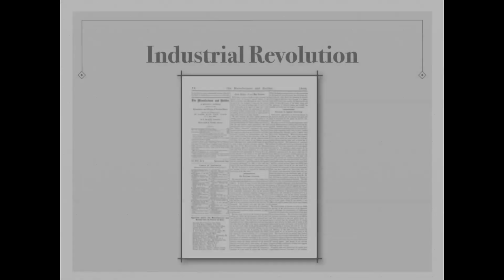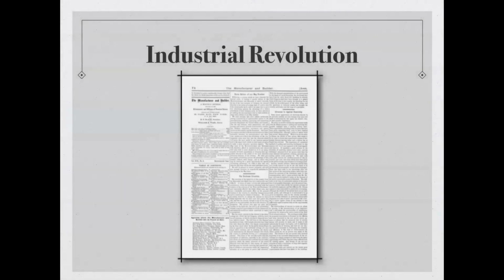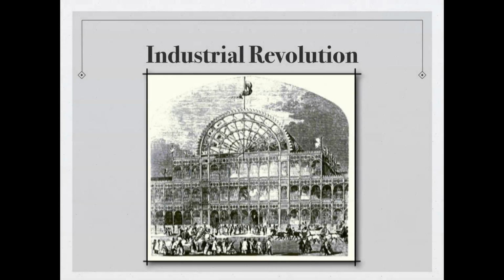And now we're going to take a quick look at the Industrial Revolution. During the Industrial Revolution, we see that the economy and the society, especially in Britain in the late 18th century and early 19th century, changes a great deal, and in many, many different forms.